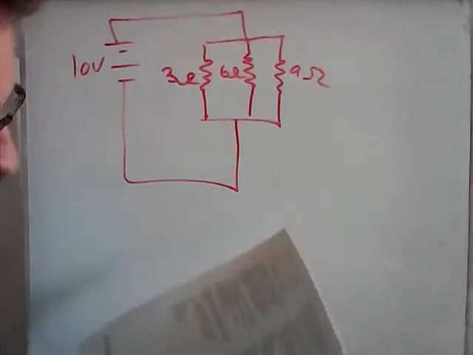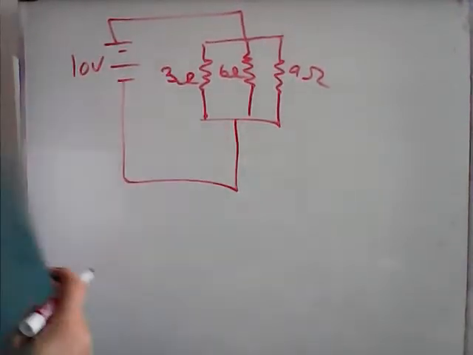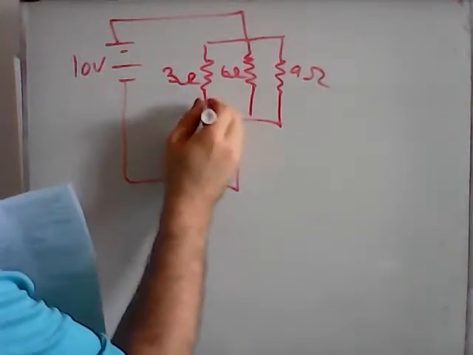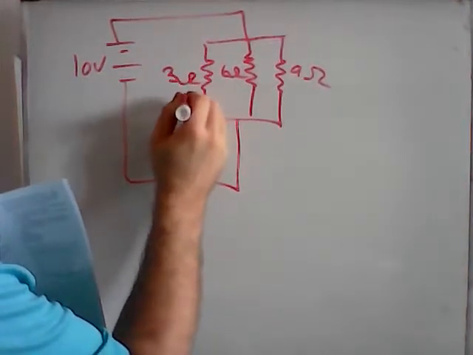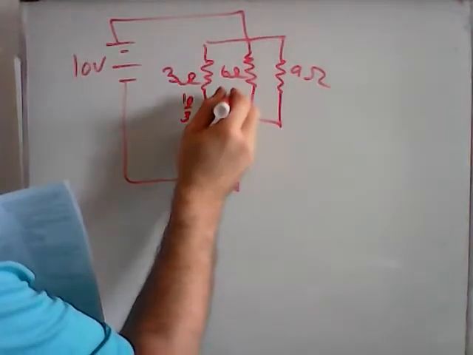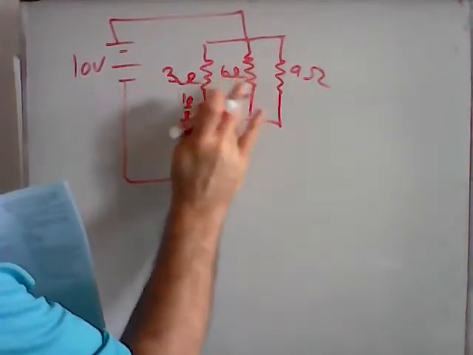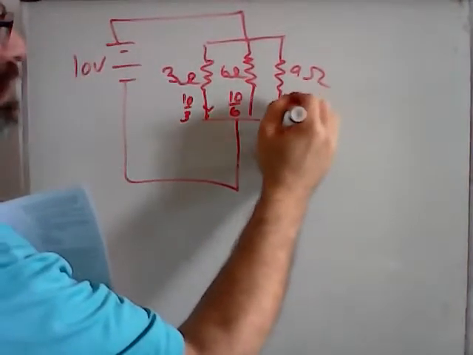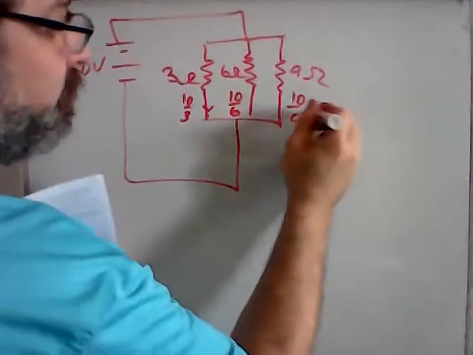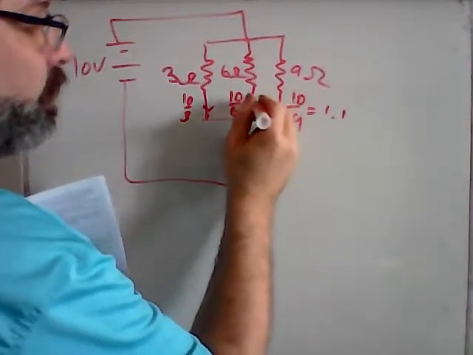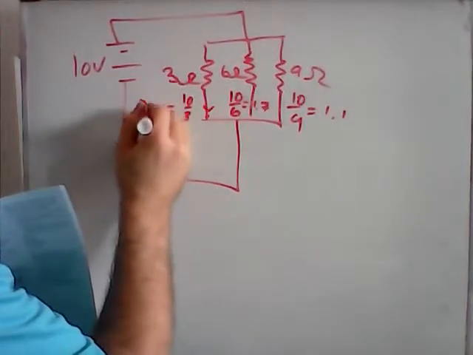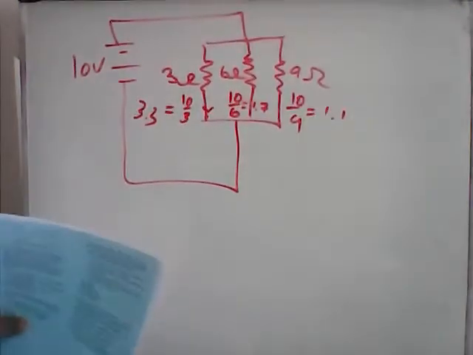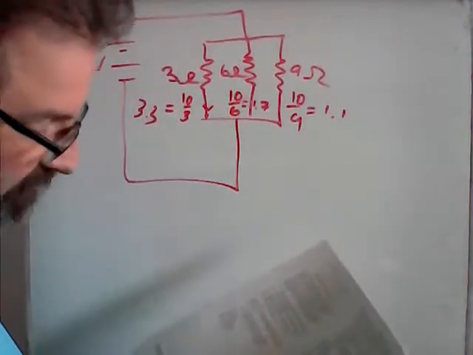Let's see what they're asking. Okay, so as you know, the smaller resistor is going to get more current. So this would be, in this case, 10 over 3 amps. This would be 10 over 6 amps, and this would be 10 over 9 amps. Okay, or about 1.1, 1.7, and 3.3 amps. Okay, the voltage drops are all going to be the same. Across each of them is going to be 10 volts. Let's see what they got for us.